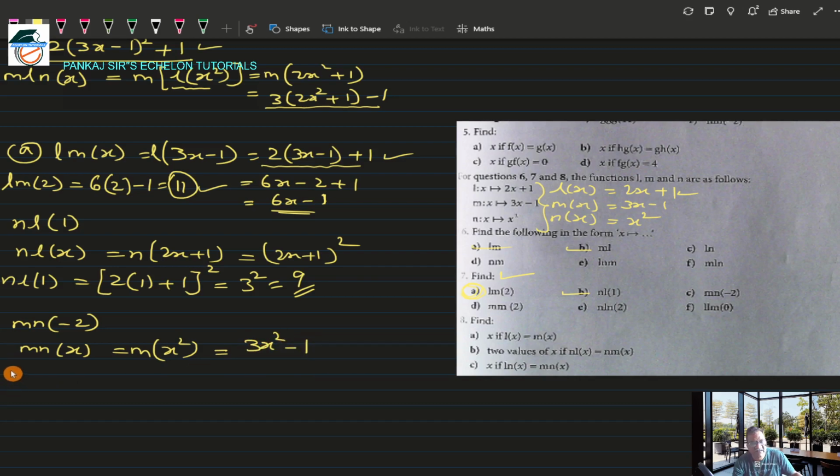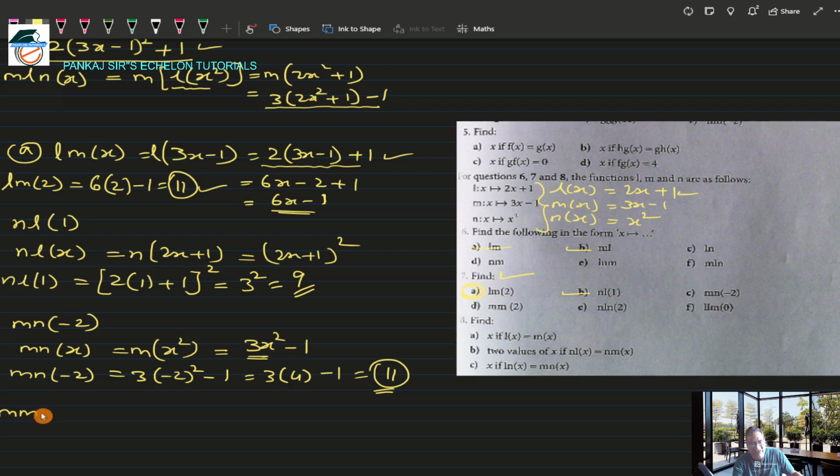Okay. Now if you want to find out MN of minus 2, we just put in this place of x, you put minus 2. So 3 into minus 2 the whole square minus 1. This works out to 3 into minus 2 square, which happens to be 4, minus 1. So 12 minus 1 is 11. The answer is 11. D part of the question.